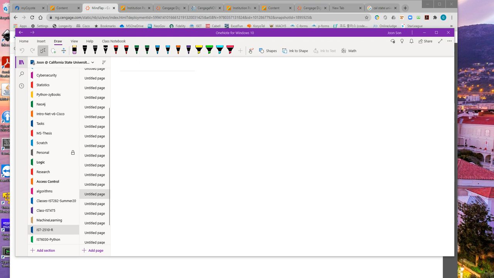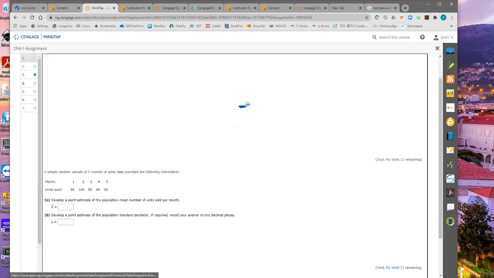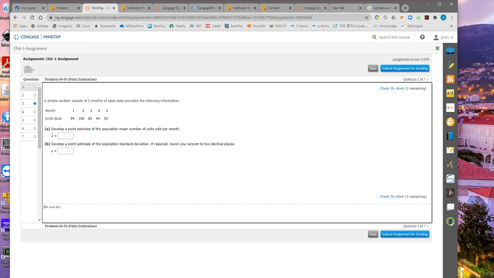Okay, so let's take a look at the problem. The first problem: a simple random sample of 5 months of sales data is provided in the following information. Basically, they're asking to develop a point estimate of the population mean, and then the next problem is to develop a point estimate of the population standard deviation.